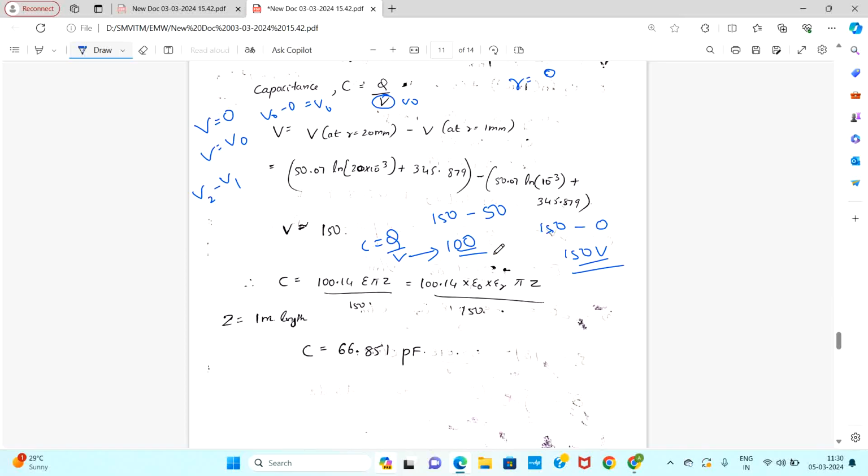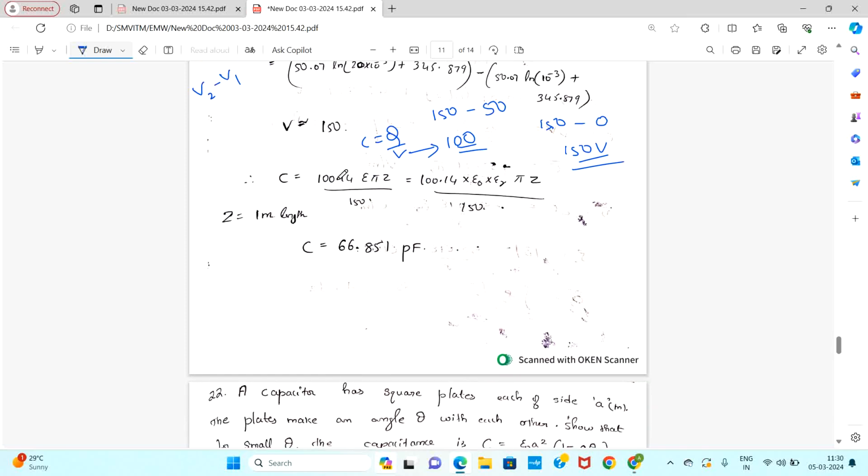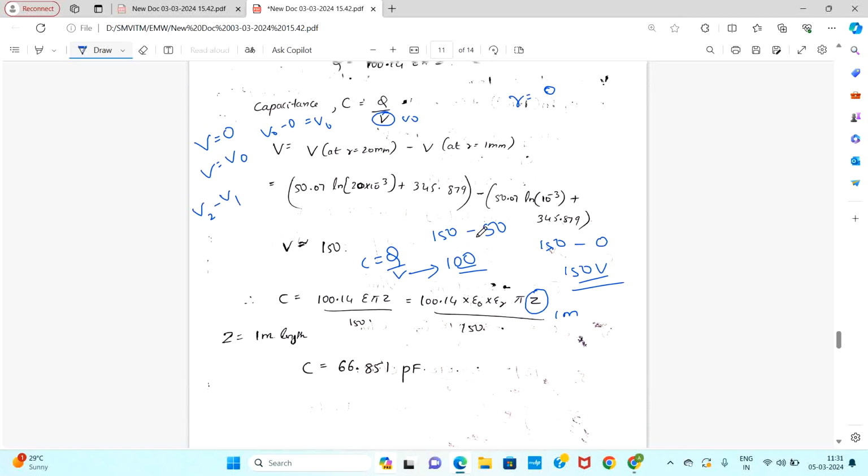Take the difference of potential between the two boundary conditions. If one of them is 0, then no problem. The other value will be your default answer. But if both the values are not 0, then you will have to take the difference between the two and get the answer before you substitute it. Okay, so this is the capacitance value, and now they are asking you to find capacitance per meter length. So the length of the cylinder can be assumed to be 1 meter. From there you will get the value of capacitance. Okay, so this is how the problem is done.